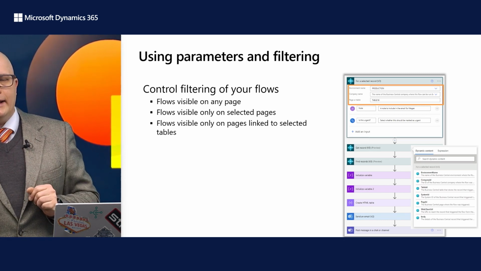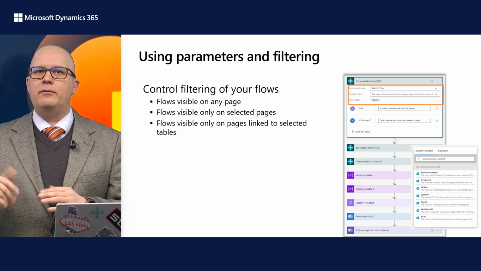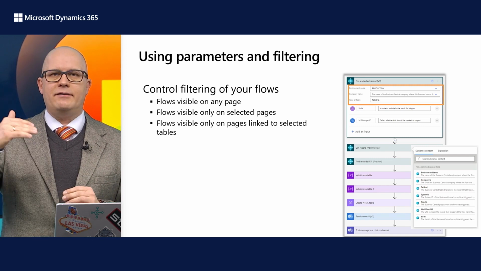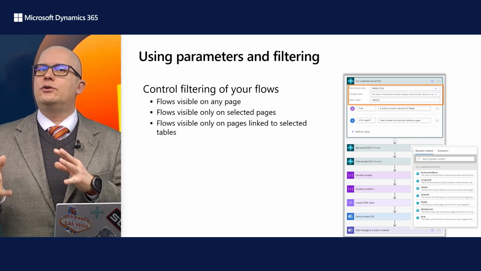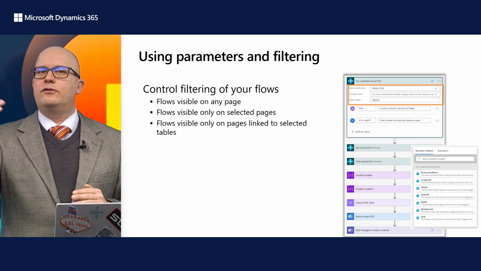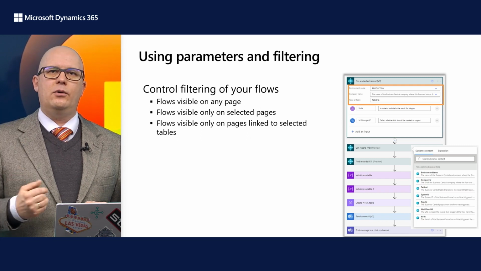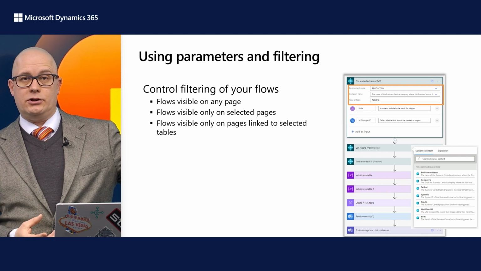In the same way, you can also filter those flows per environment or per company. So if you have a sandbox environment and you are just experimenting with those flows and you don't want them to be shown in production, you can filter that easily in the flow, and only when you're ready, switch it to production, and those flows will then show up in production.